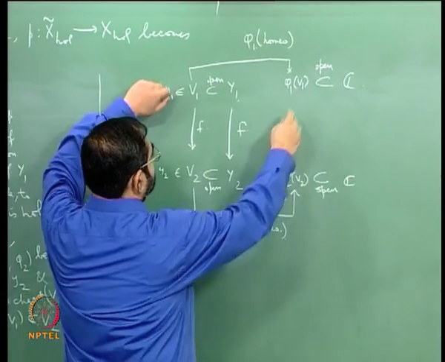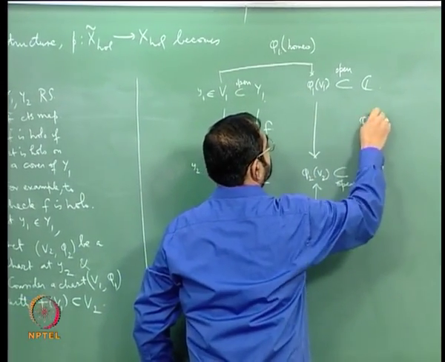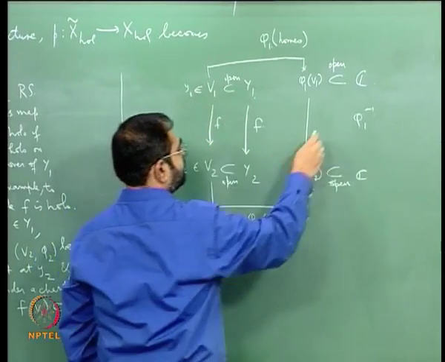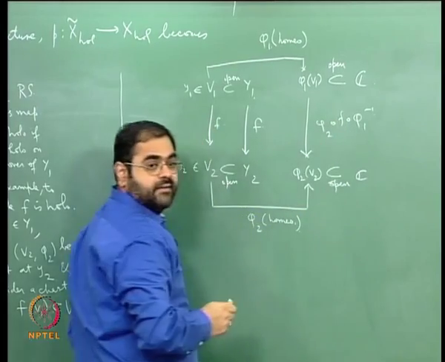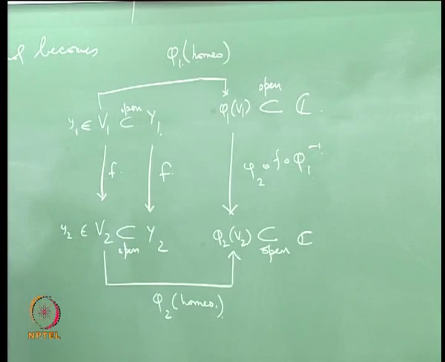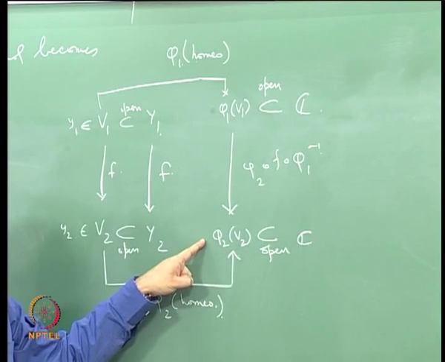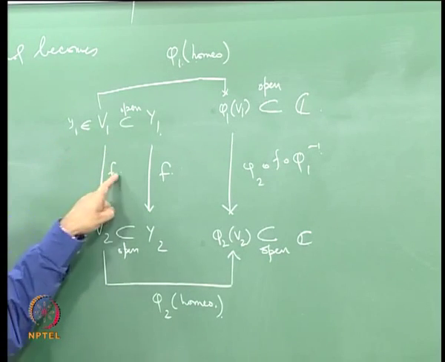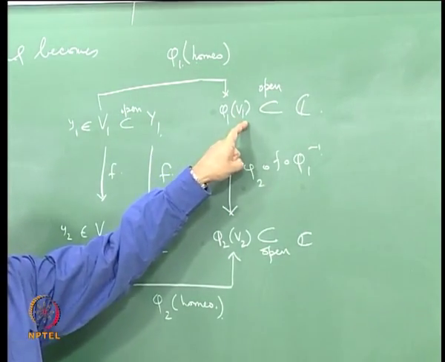And now what you do is you apply phi1 inverse, okay, then apply f and then apply phi2, okay. This will give me a function from an open subset of the complex plane to another open subset of the complex plane, and all I have to do is check that this function is holomorphic. If I want to check f restricted to V1 is holomorphic, I have to check that this function is holomorphic, that is the definition, okay. And if I want to check f is holomorphic at y1, I will have to check that this function is holomorphic at the point that y1 goes to here, okay.